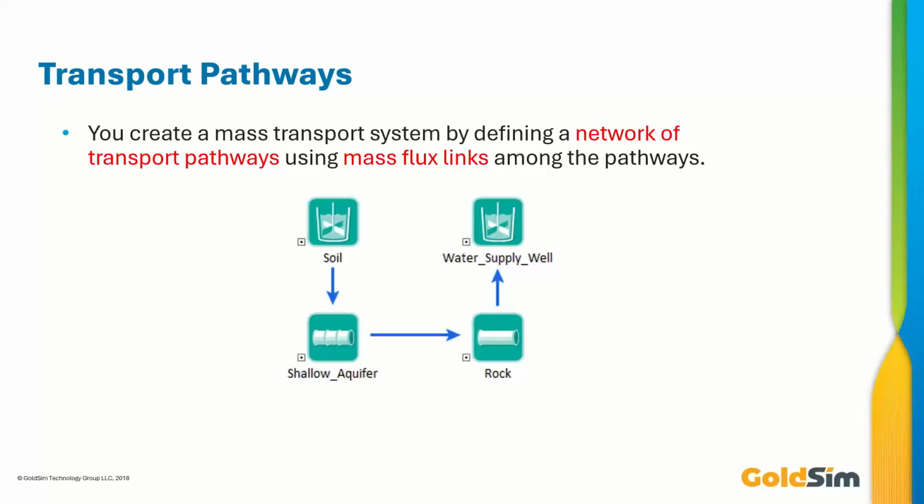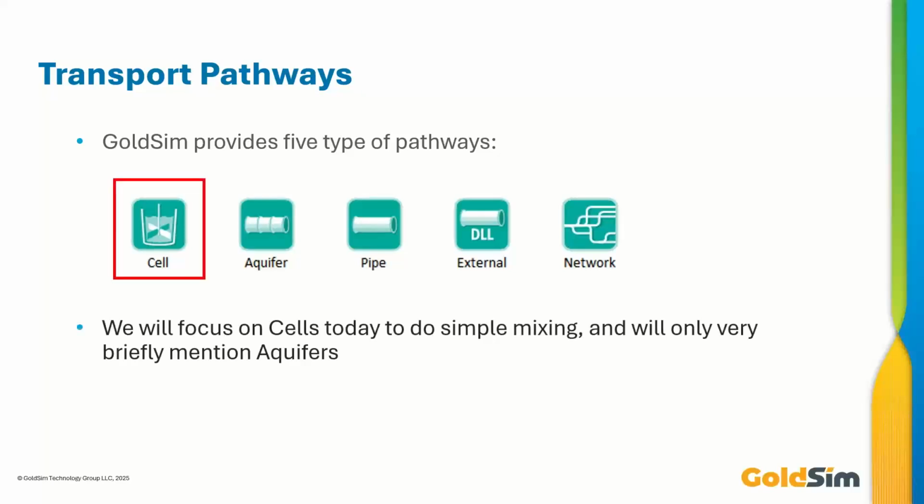We're going to have a pond that has water move, let's say, from one location, one pond, to perhaps another pond. But you could have other types of mass fluxes. You could have diffusion. You could diffuse from one location to another location. You could diffuse out of sediments into a water column, for example. There's multiple types of transport pathways. We're going to focus on what we call a cell, because a cell is what we would use to model a pond or a reservoir in GoldSim.